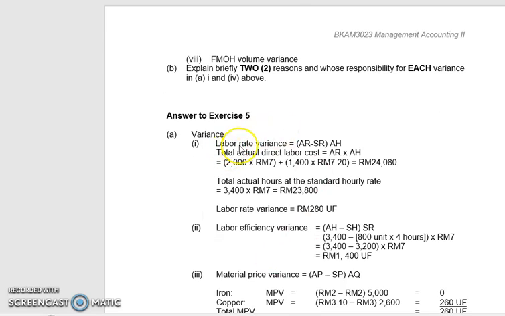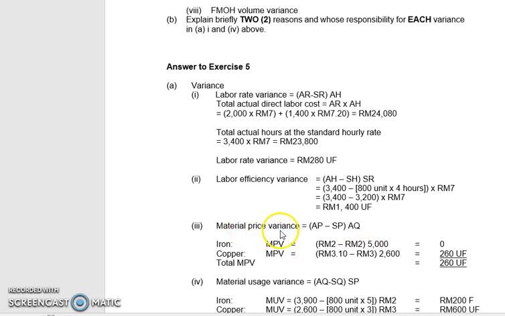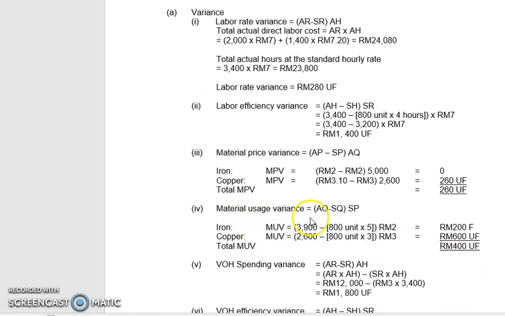Okay, the labor rate variance. You put all the information in for the labor rate variance, and you get 280 unfavorable. Labor efficiency variance: you put in all that information and you get 1,400 unfavorable. Material price variance, you get 260 unfavorable. Material usage variance, you get 400 unfavorable.